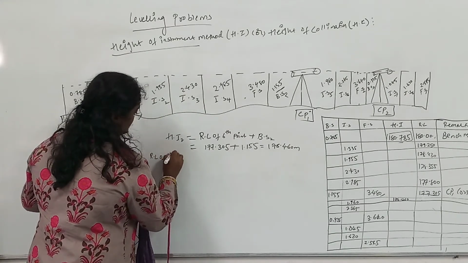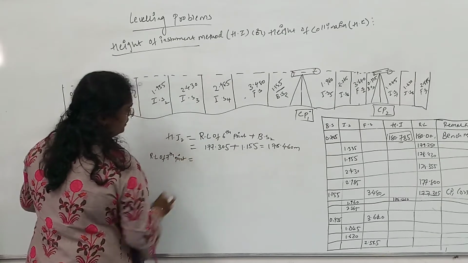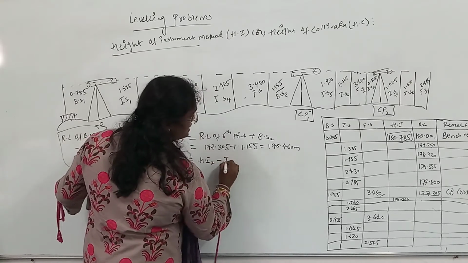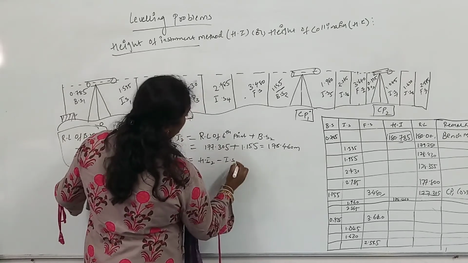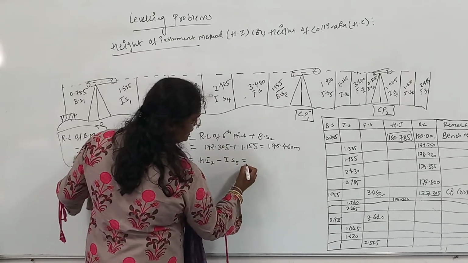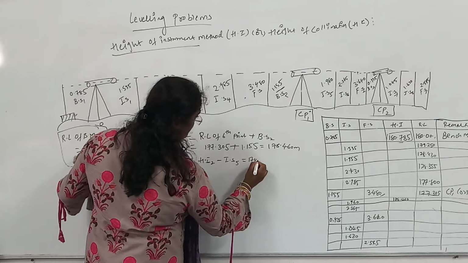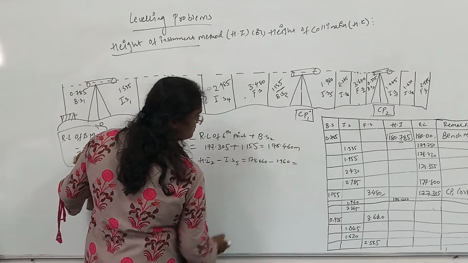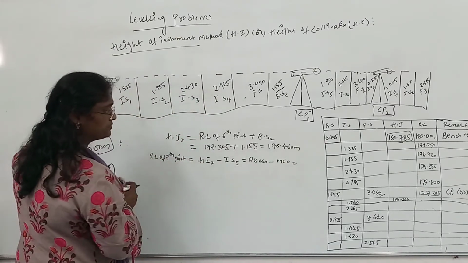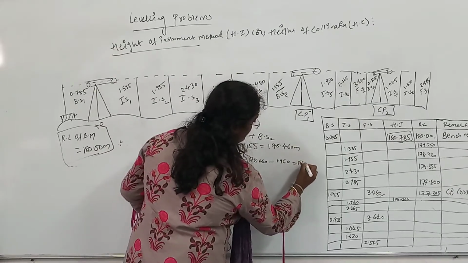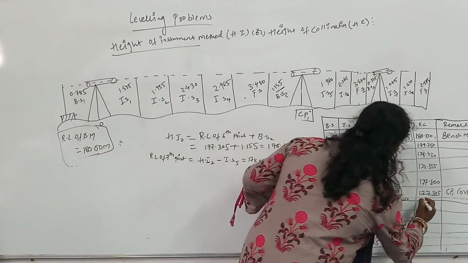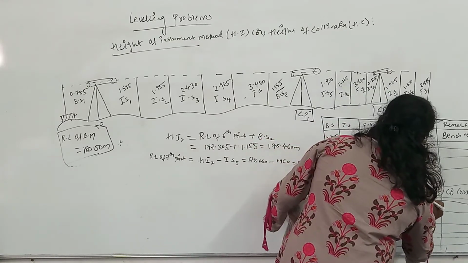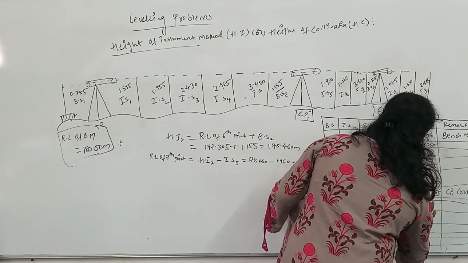Next we need to find out the rest of the RLs. RL of the 7th point is height of instrument 2 minus intermediate sight 5. 178.460 minus 1.960 is 175.00 meters. Each value will be in meters only. Our staff is in meters.